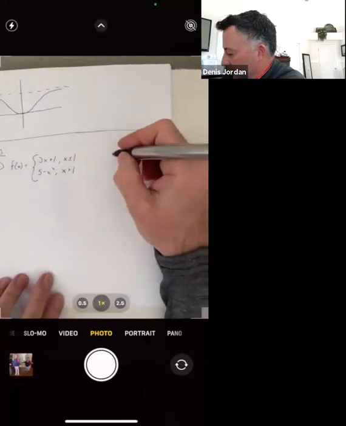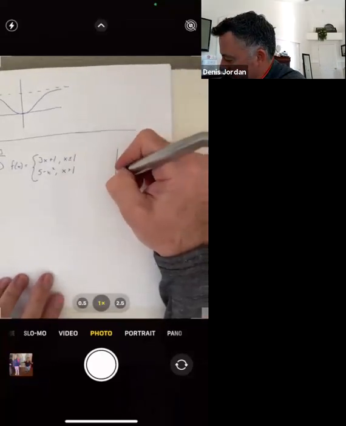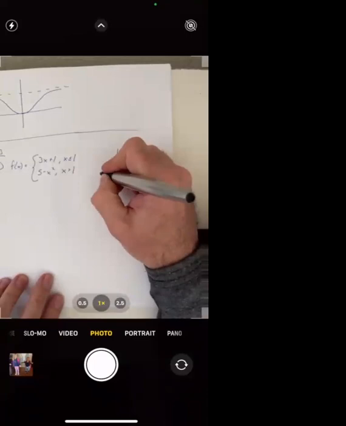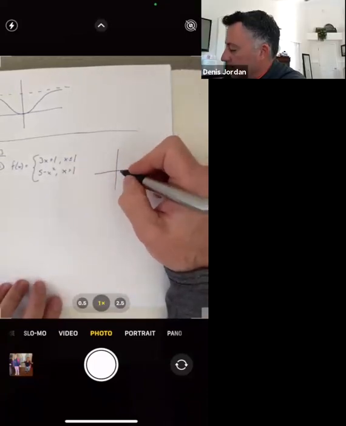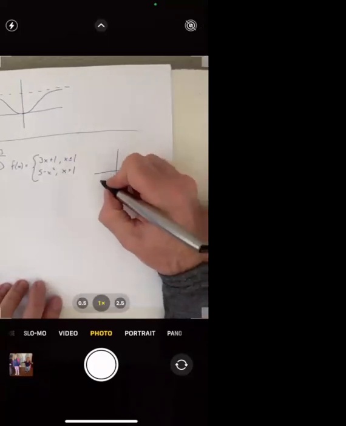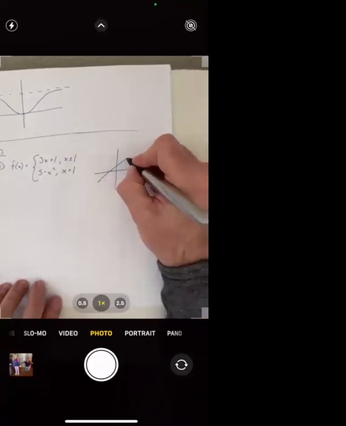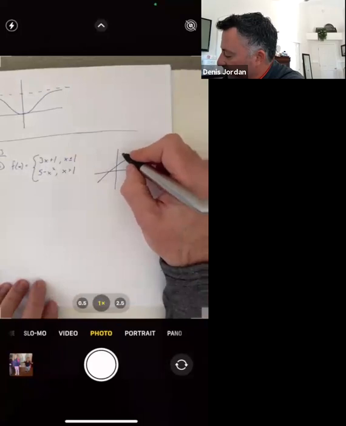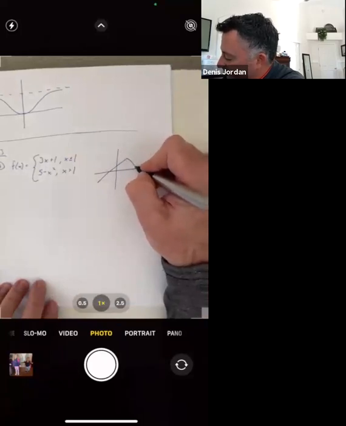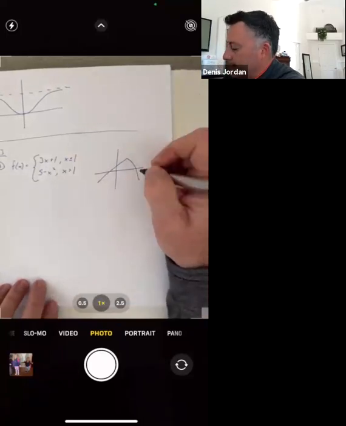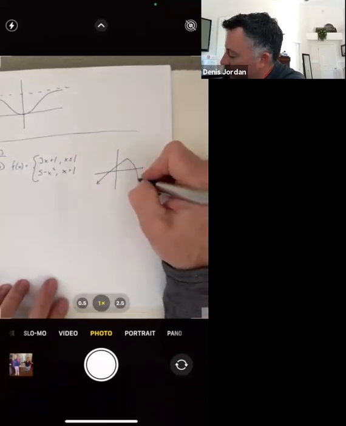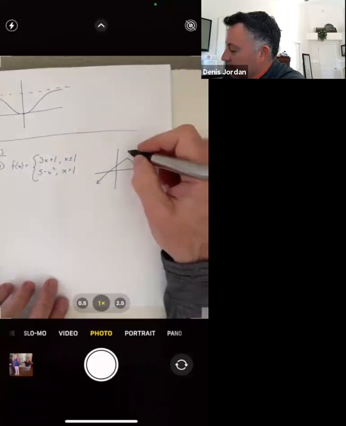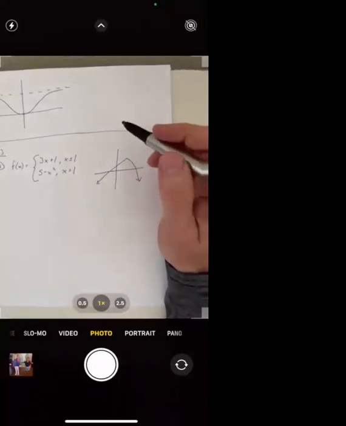Okay. And you said they did connect, right? Yeah, they do. Okay. So the graph kind of looks like that, more or less. Okay, it's a little bit hard to tell algebraically.